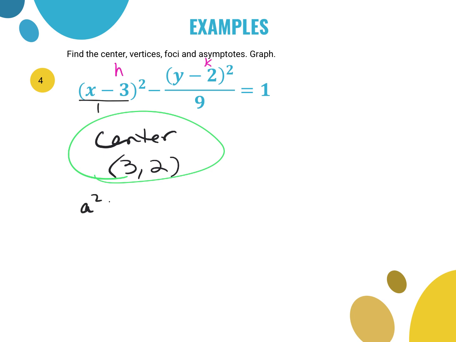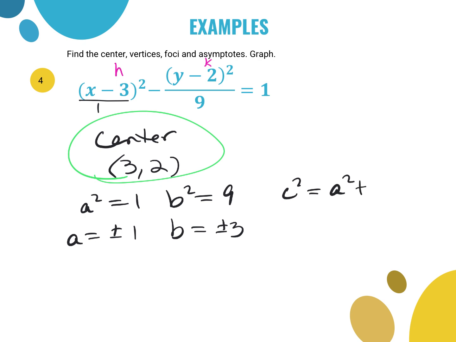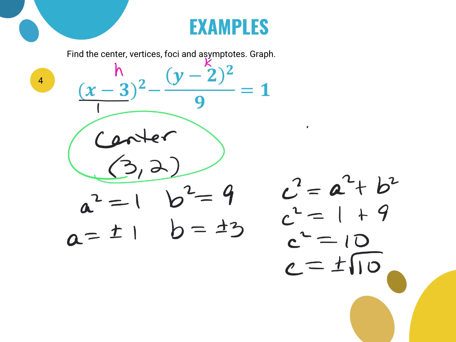Remember, a squared is always first, then the b squared. So a is equal to plus and minus 1. b is equal to plus and minus 3. To get my c value, I'm going to do a squared plus b squared. 1 plus 9, c squared equals 10. So c is equal to plus and minus the square root of 10. Again, to approximate its location, it's in between the two perfect squares of 3 and 4. It's closer to 3, so let's say it's about 3.2.